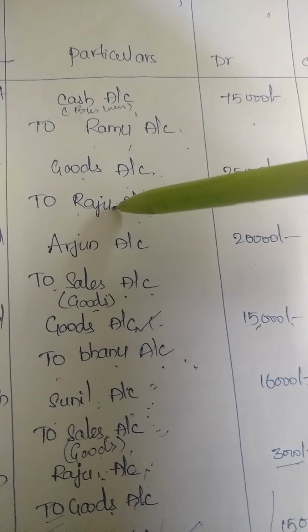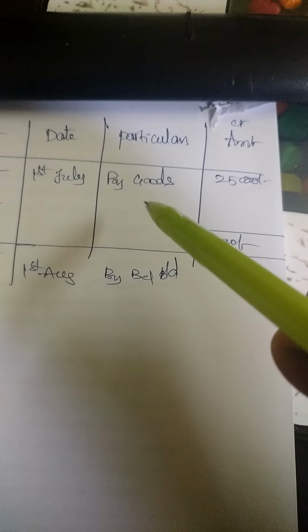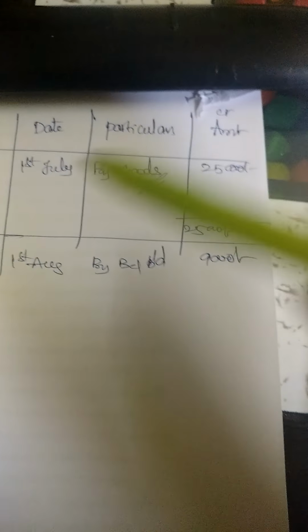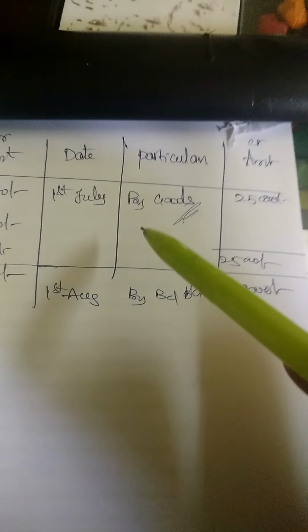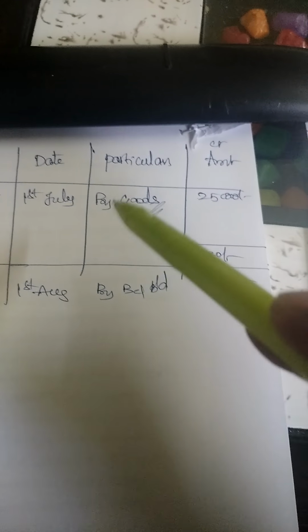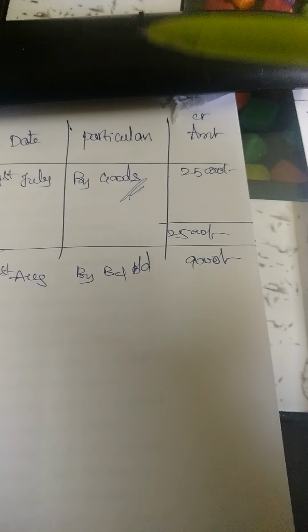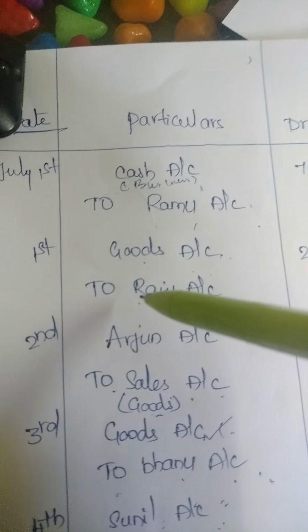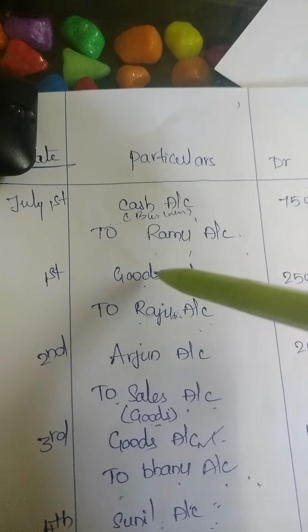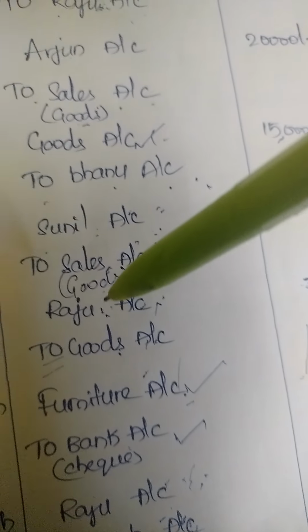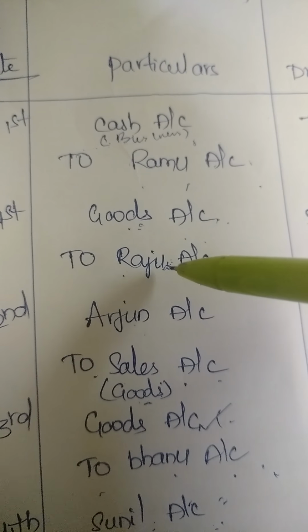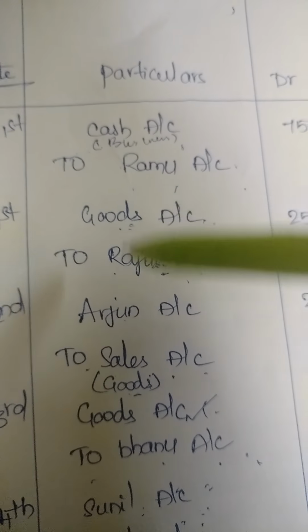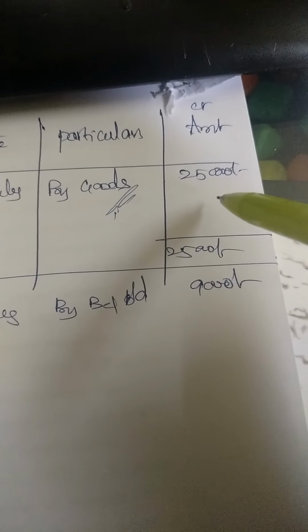To Raju means how we have to post this: by goods under the credit side. That is the transaction done on 1st July, goods account to Raju account. To Raju account means we should not write 'to Raju account'; we have to write by goods. How this transaction happened to Raju account only, but by using goods. Here Raju account means to goods. To goods means directly we can post under the ledger. When we have a transaction like this, to Raju, we have to write by goods. So like this we have to write by goods, the amount is 25,000.